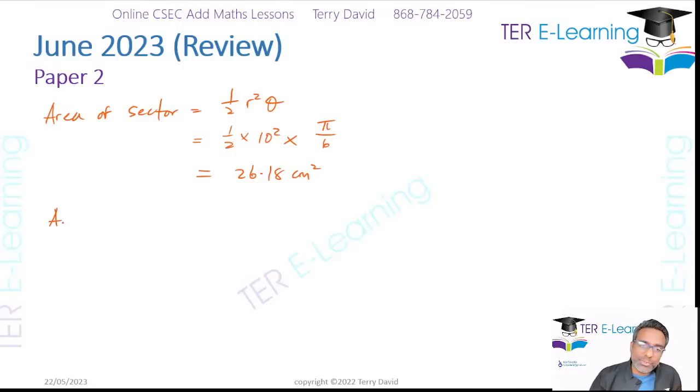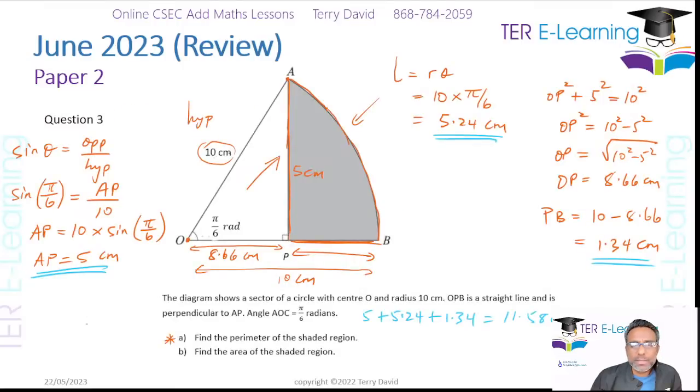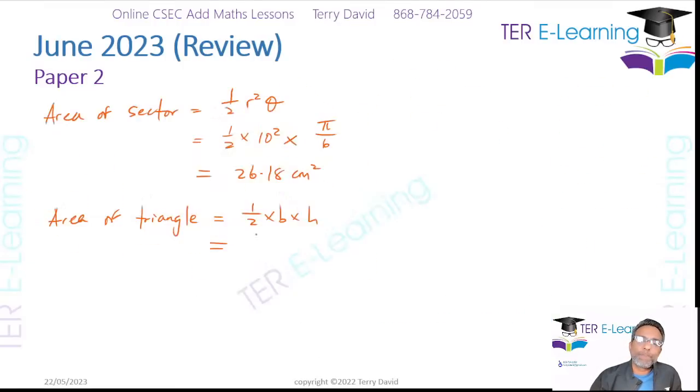Next thing I need to do is to find the area of the triangle. It's a right angle triangle, so you could use a half base by height, because I think we have all those lengths. Let me see. The base is 8.66 and the height is 5. So that's 0.5 by 8.66 by 5, and you're going to get 21.65.